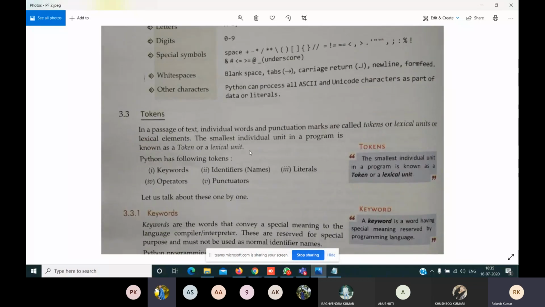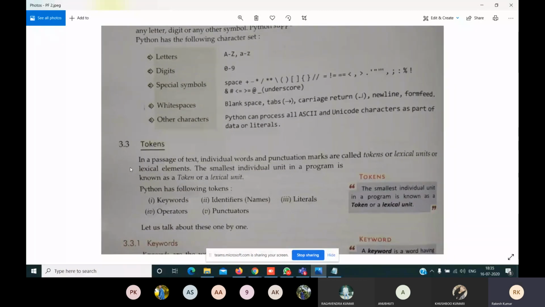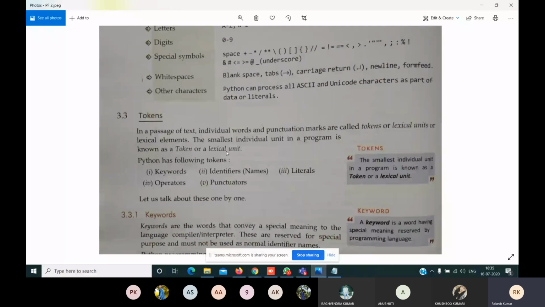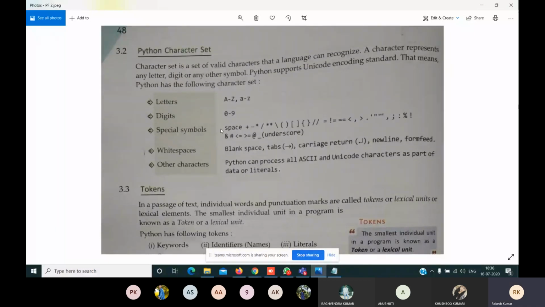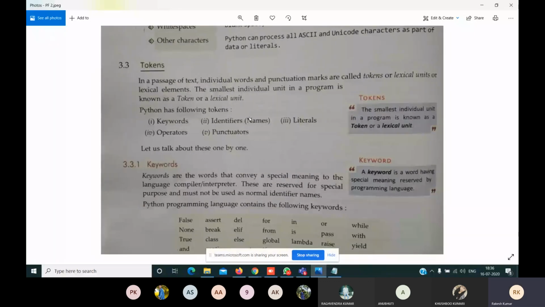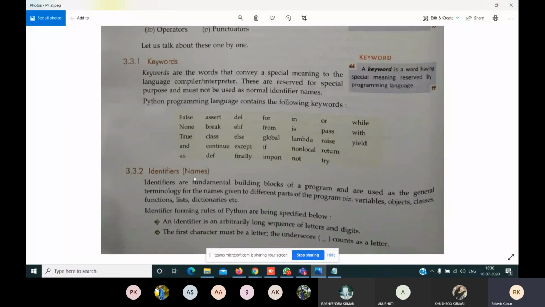Okay, so in today's class we have learned so many things. Python's character set is over. Then tokens, different types of tokens, one by one. You must remember how many types of tokens there are, what the character set is, what the encoding standard is, etc. And then keywords and then identifiers. In the next class, we start from identifiers and some rules for identifiers.